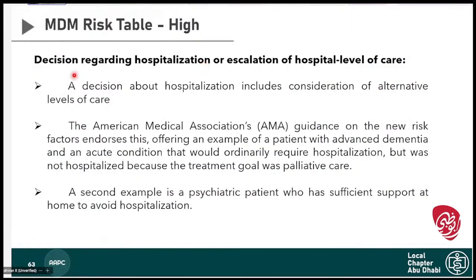Next we'll discuss a decision regarding hospitalization or escalation of hospital level of care. So decision about hospitalization is nothing but if the patient came to the office with complaints of myocardial infarction.